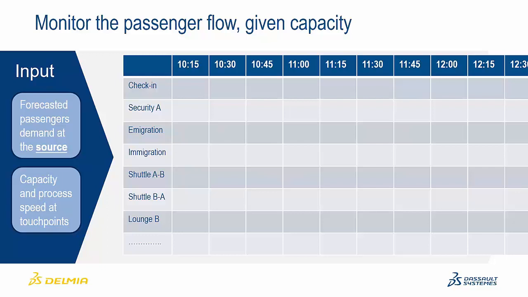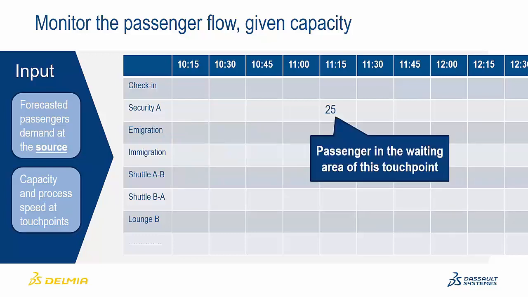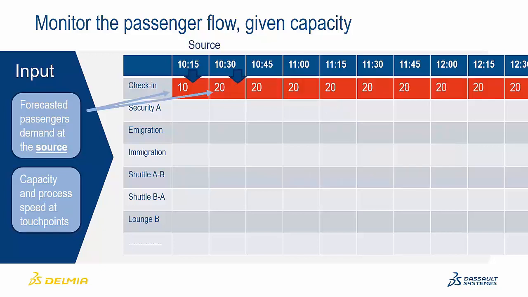So in this picture, I show how you could visualize the passenger flow, and you could call it maybe a heat map or anything else, but what it represents is that on the rows of the table we have the different touch points, so the reservoirs or the queues where people are being held up, and the cells of a row show us the demand at that particular touch point within that particular time. So this says that there are 25 people in the waiting area before security area A at 11:15.